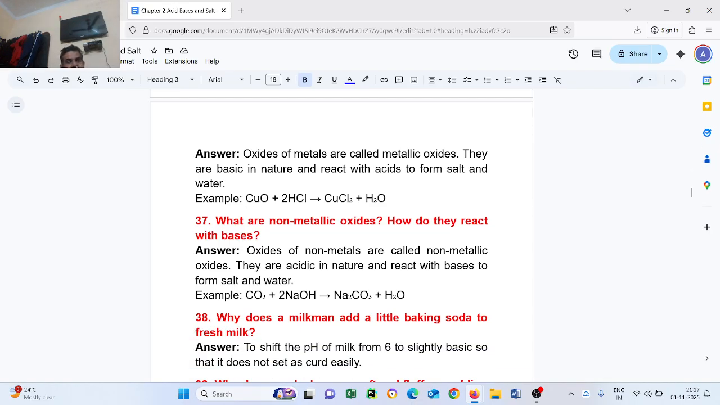Question number 37. What are non-metallic oxides? How do they react with bases? Oxides of non-metals are called non-metallic oxides. They are acidic in nature and react with bases to form salt and water. Carbon dioxide plus NaOH gives sodium carbonate plus water.